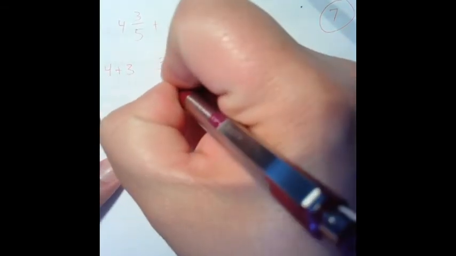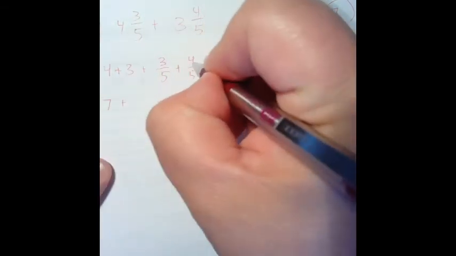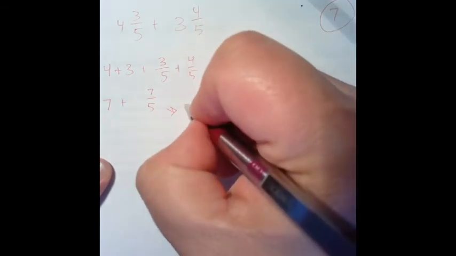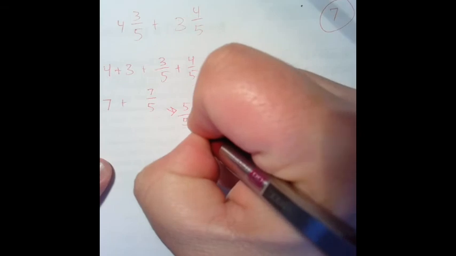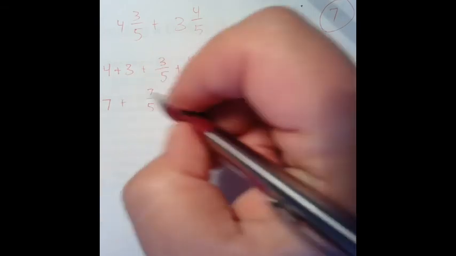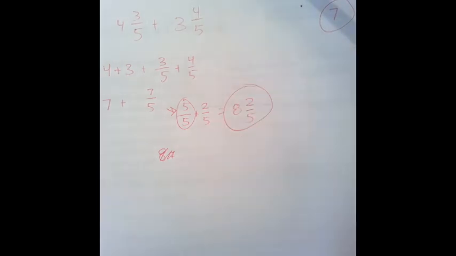So I'm going to clump my whole numbers together. So we're going to go 4 plus 3. I'm going to take my fractions and put those together. So 3/5 plus 4/5. So now we got 4 plus 3 is 7. And 3/5 plus 4/5 is 7/5. Now if we break those down into whole numbers, one whole number is 5/5. That leaves us with 2/5. We got 1 and 2/5. So we're going to add that 1 to the 7 to make it 8 and 2/5. So that's the answer here.